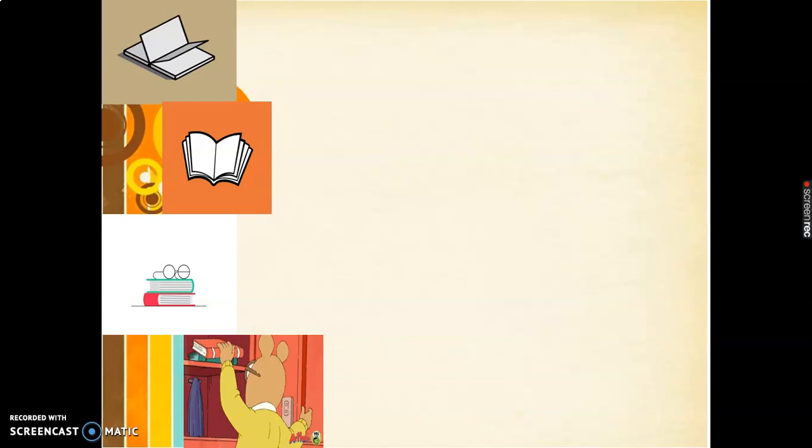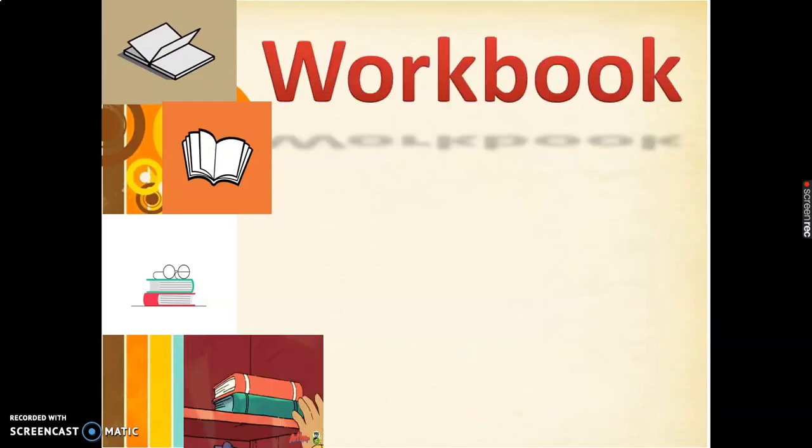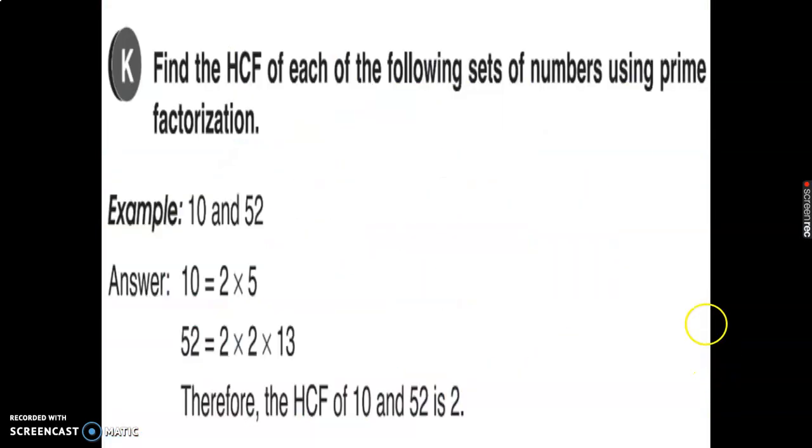Hello, kids. Again, let's continue. Workbook, page number 10, letter K. Find the highest common factor of each of the following sets of numbers using prime factorization. Example: 10 and 52.